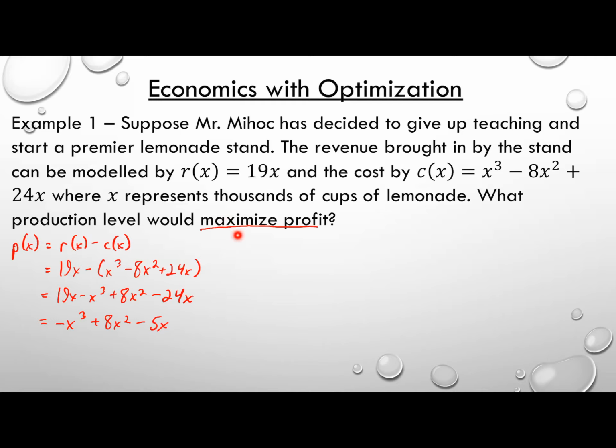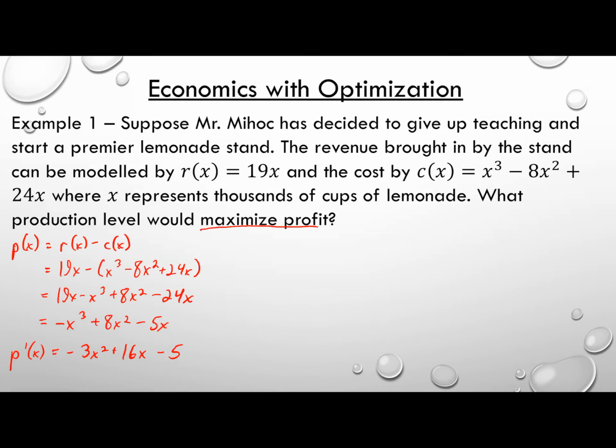Recall, whenever you're trying to find the maximum of something, you want to take the derivative of that function. So let's take the derivative of P, so P prime of x. That gives us negative 3x squared plus 16x minus 5. A pretty straightforward derivative. All you're using is just the power rule. Remember, taking that exponent down in front and then subtracting 1 from the exponent. Okay, so we found the derivative.